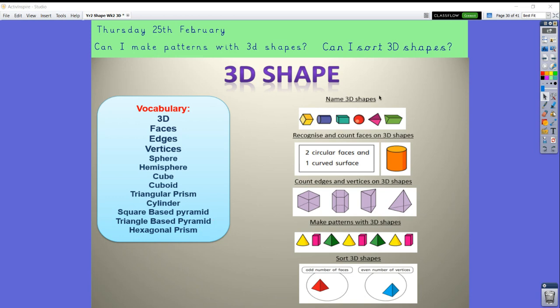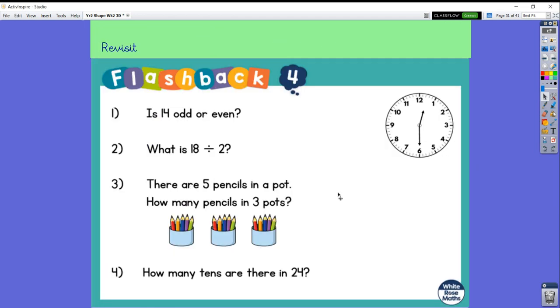So far this week we've been naming our shapes, thinking about how many faces they have and recognizing them, counting the edges and the vertices, remembering vertices just means corners. And today we're going to do two things. We're going to be thinking about making patterns and sorting our shapes. But first of all, let's warm up our maths brain. Off you go.